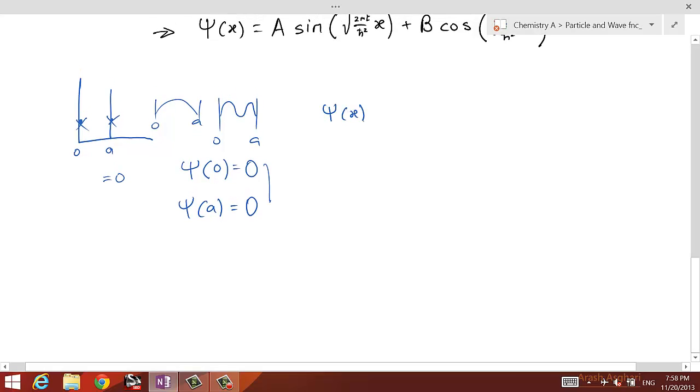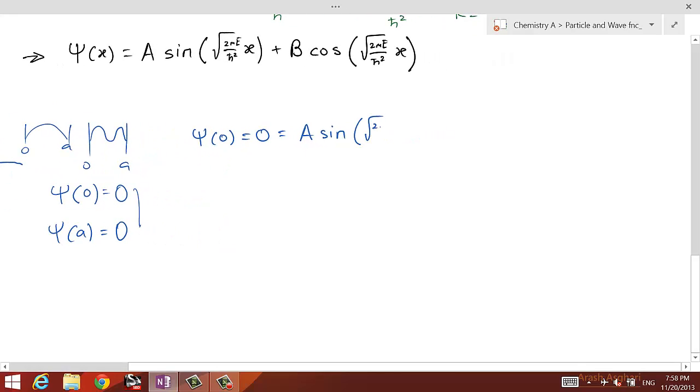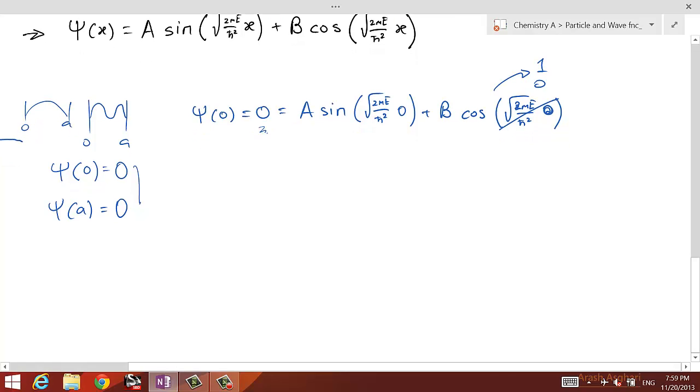Psi of x, I just substituted in. Psi of 0, which equals 0, equals A sine of the square root of 2me over h bar square with x being 0, plus b cosine of the square root of 2me over h bar square with x being 0. Now 0 multiplied by this, you get a 0, right? And cosine 0 is 1, right? So in order to get a 0, the b constant must be 0, or otherwise it will not be 0, correct? So my b constant is 0, so this term cancels out.